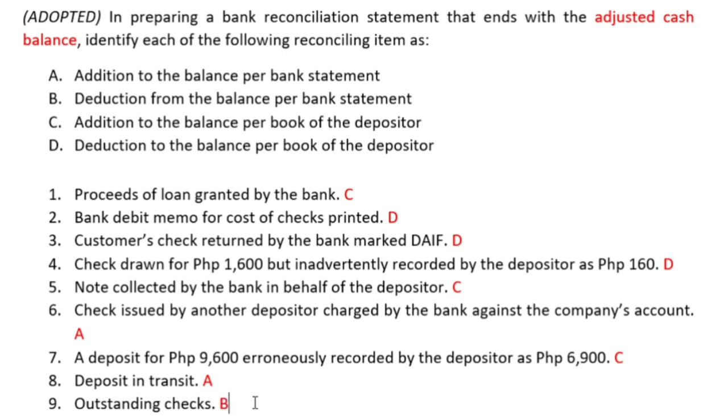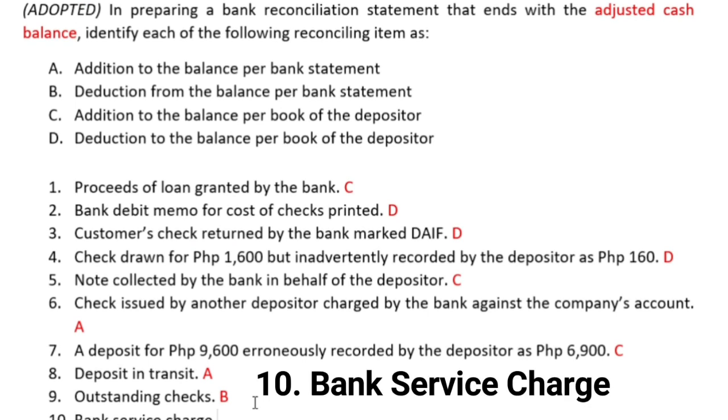Okay? O, last item, bank service charge. Ano ito? Kanino ito ang reconciling item? Naibawas na ito sa bank statement mo, nabawasan ang pera mo sa bangko, bawasan din natin ang pera mo sa libro. The answer is letter D, deduction to the balance per book of the depositor. Okay? So, yan yung 10 questions natin to assess, to analyze your reconciling items kung kanino ba ito, mapa-book man yan or mapa-bank. So, I hope naintindihan ninyo itong konsepto ng mga reconciling items.